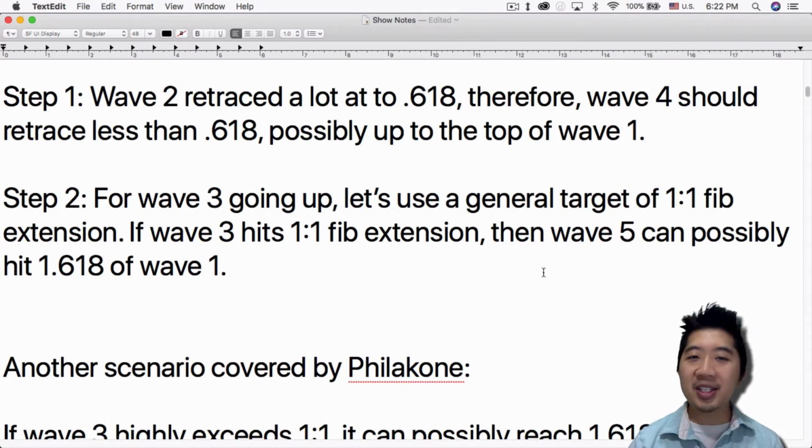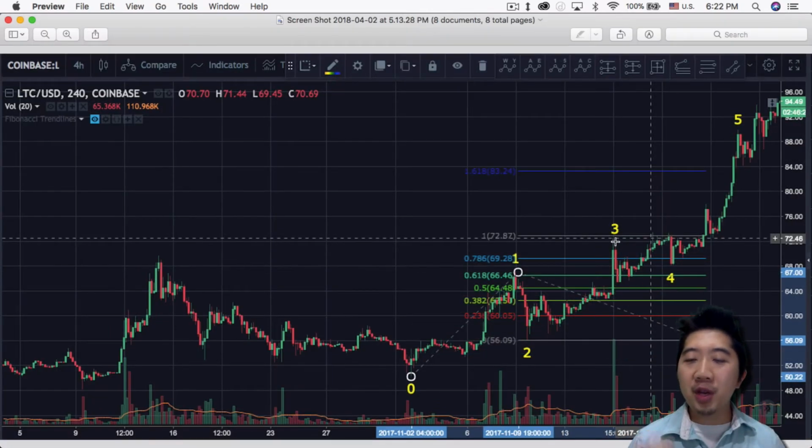If wave 3 hits 1-to-1 fib extension, then wave 5 can possibly hit 1.618 of wave 1. So in this case, wave 3 got really close to 1-to-1 Fibonacci extension. That's why wave 5 can possibly hit 1.618. In this case, it went beyond it, but it doesn't always work that way.